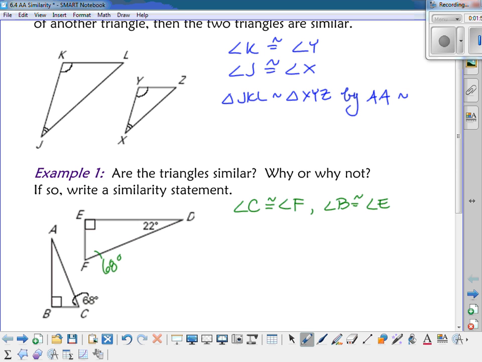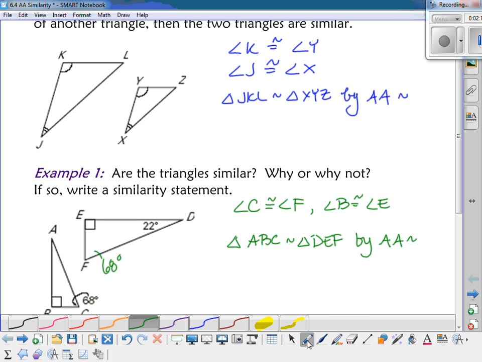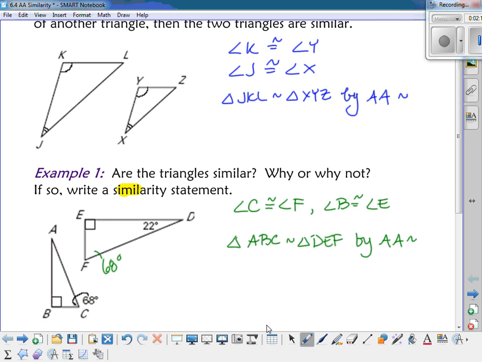And so now I'm going to write a similarity statement. I know that triangle ABC is similar to triangle DEF by angle-angle similarity. So again, when they ask for a similarity statement, they're asking for that statement right there.